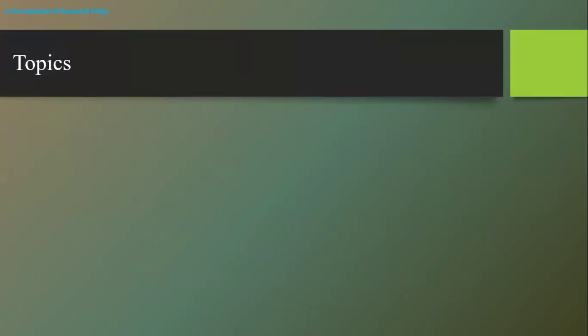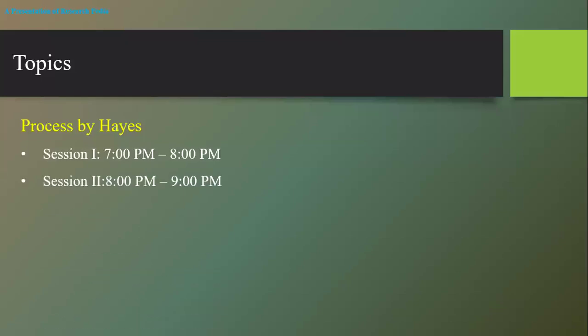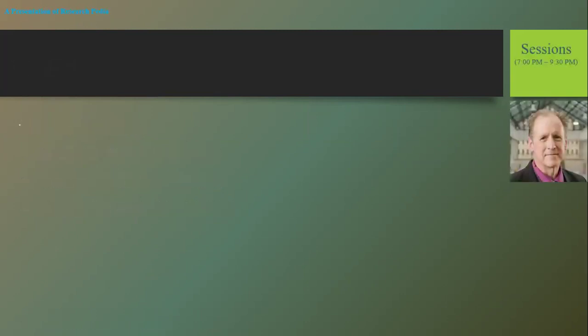Let's start from the topic. The detailed topic is the process by Hayes. Today we will cover two sessions, 7 p.m. to 8 p.m. and 8 p.m. to 9 p.m. And then the third session would be a half hour session, 9 p.m. to 9:30 p.m. So what will we cover today?